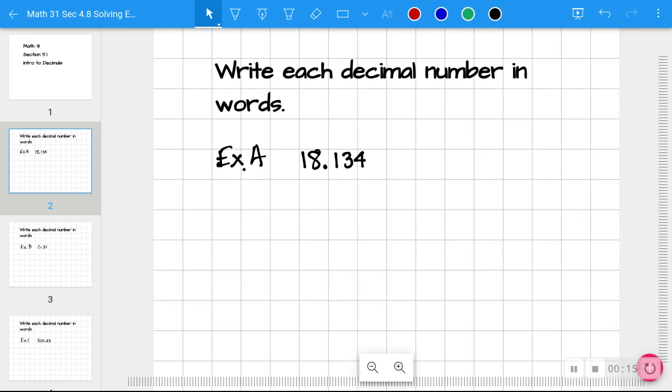And what you're going to do here is use the word "and" when you get to the decimal point, nowhere else, by the way. And then you'll do the rest of the number as if it were just a straight number like 134 in this case. And then you'll indicate the place value of the last digit. So this one here is 18. Here comes a decimal. You write the word "and."